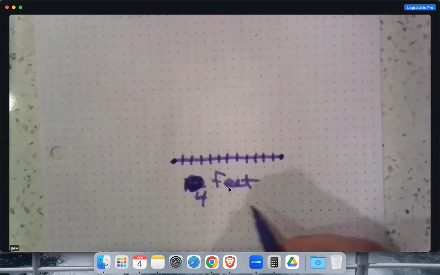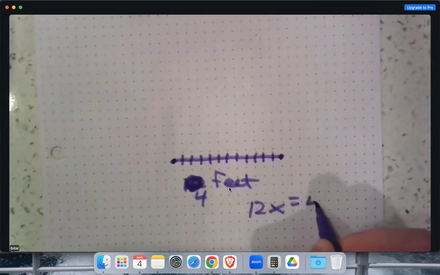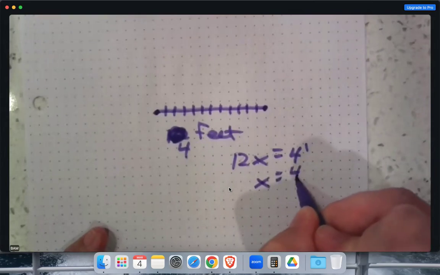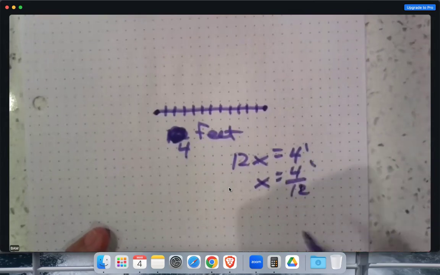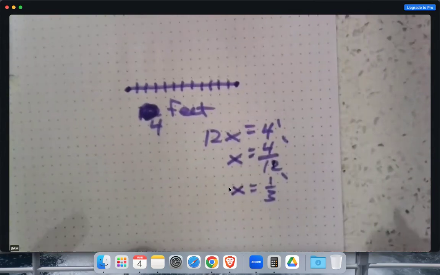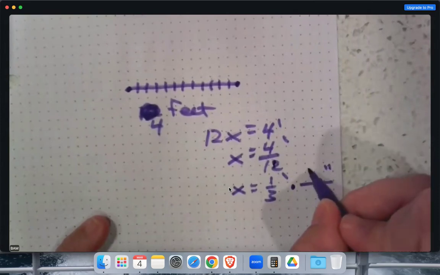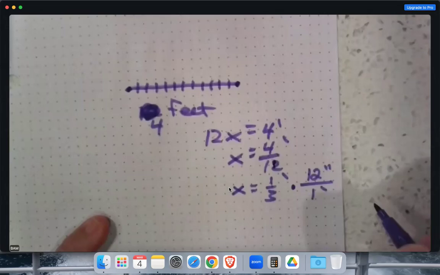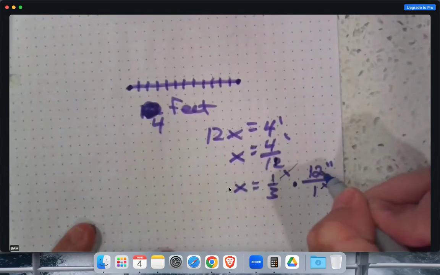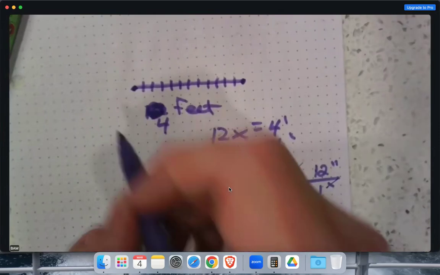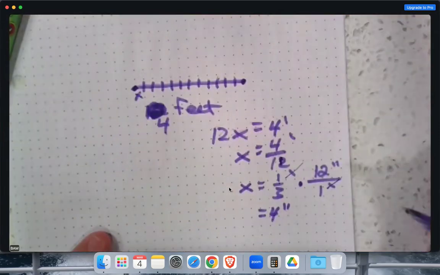So we have 12x equals 4 feet. And x equals 4 over 12 feet. And that's 1/3 of a foot. But we can change it to inches by saying there's 12 inches in 1 foot. And then we can cancel these two. And 12 over 3 is 4 inches. So each of these little guys is 4 inches.